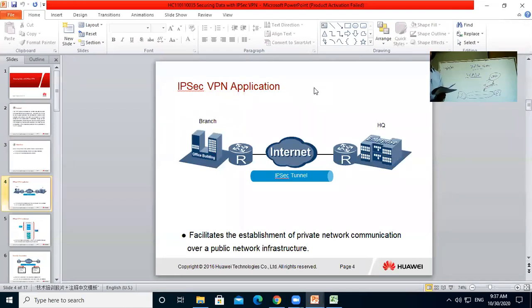Internet Protocol security is a protocol suite defined by the IETF, the Internet Engineering Task Force, for secure Internet Protocol communication. It provides authentication and encryption for each IP packet of the communication session. So two communication parties can encrypt the data and authenticate the data originated at the IP layer to ensure data confidentiality.